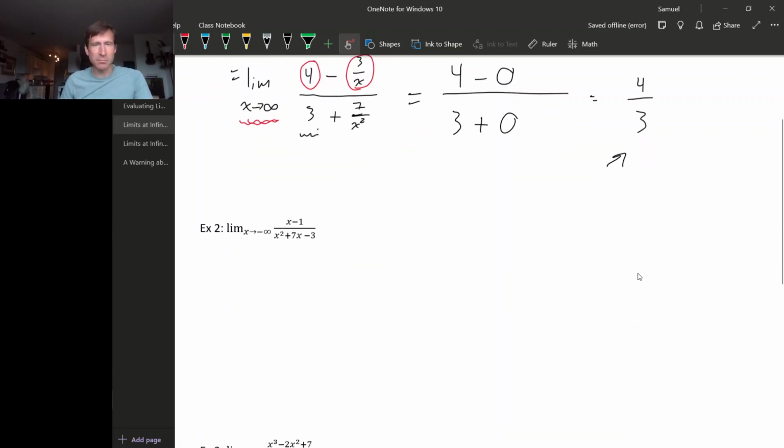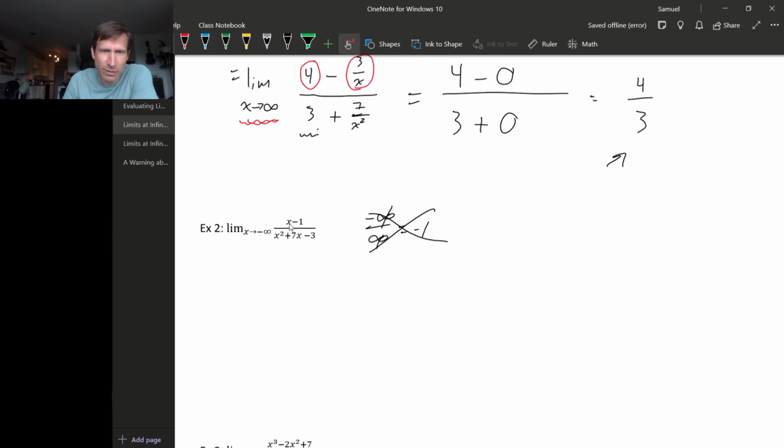All right, for another example, let's look at this one. The limit as x goes to minus infinity of (x - 1) over (x squared + 7x - 3). Again, if we just plug in infinity, so to speak, I put air quotes around that, we're going to get minus infinity over plus infinity. And again, the wrong way to think about it is, well, let's cancel these infinities and we get minus 1. That doesn't work. Infinity over infinity just means we need to try some other algebraic trick.